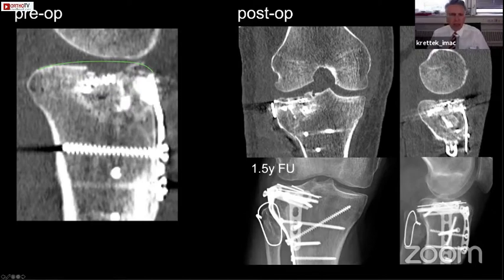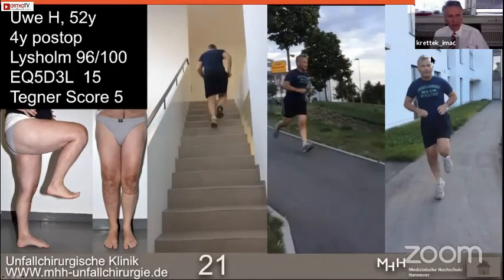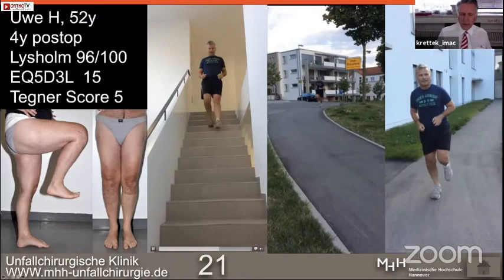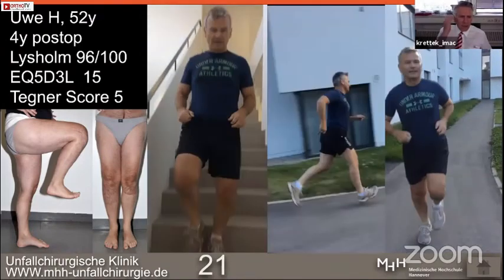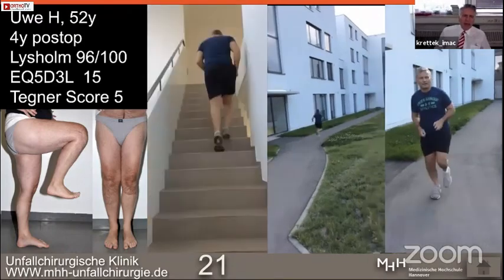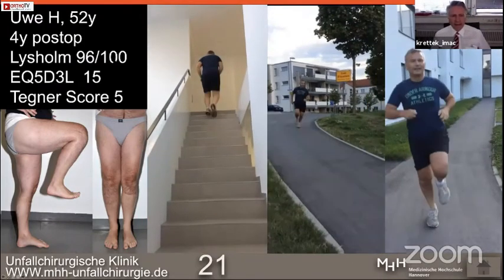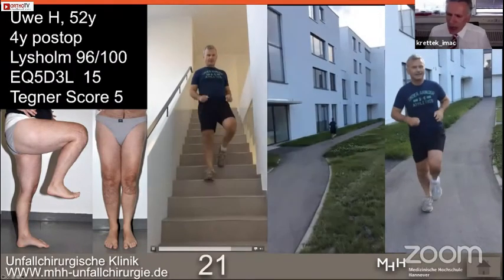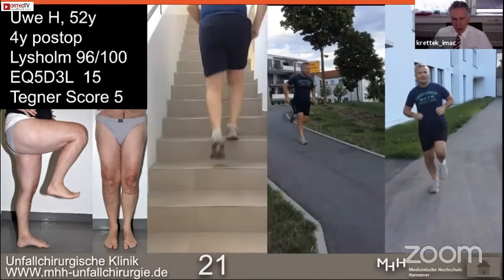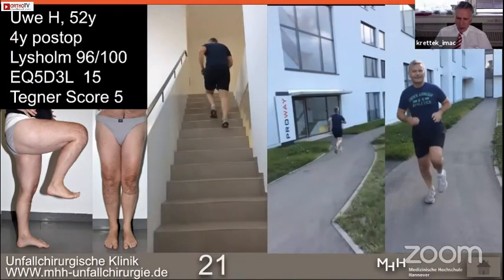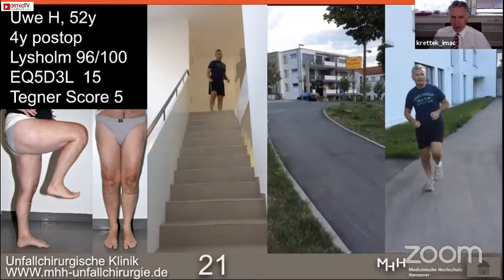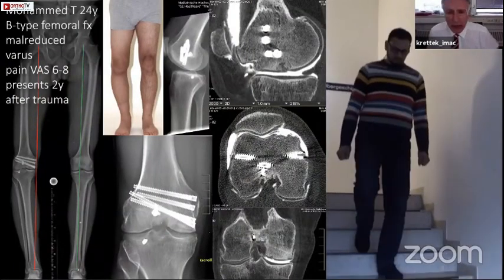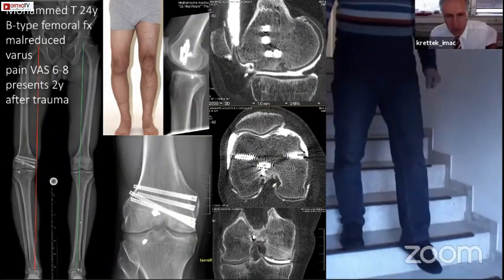And here is the patient 4 years after surgery. He is a runner. He resumed running again. Very happy patient, no pain, good daily stability, Lysholm score 96 of 100, good Tegner score, and he is back to running sports again, and all covered with this small graft obtained from the proximal tibiofibular joint. Another case, and I would like to share this case with you because it shows very nicely the benefit of 3D prints.